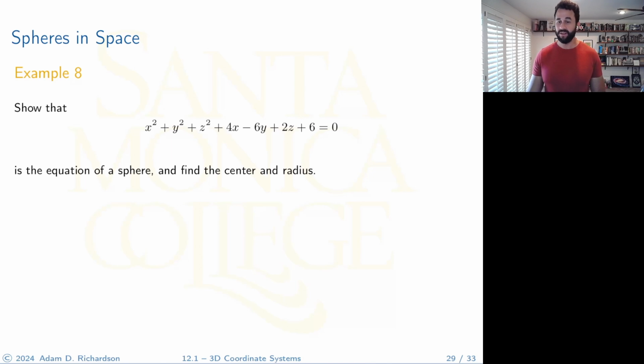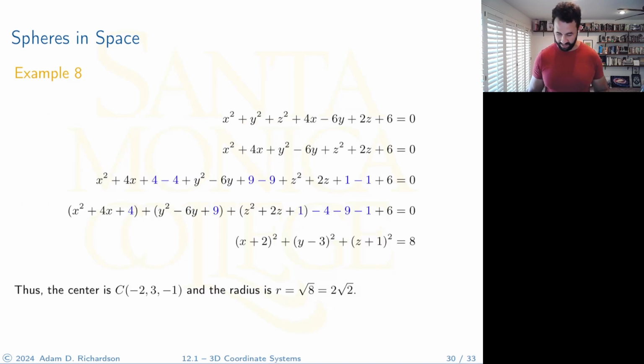All right, let's work it out together. The technique that we're going to need to use to find the center and the radius in this case is the good old technique of completing the square. So here's how we're going to do it. I have the whole thing written out here. We're going to collect like variables. First thing I'm going to do is get all the x terms together, all the y terms together, and then all the z terms together. And then we're going to complete the square 3 times: completing the square on the x terms, on the y terms, and on the z terms, and then the 6 just hangs out until the very, very end.